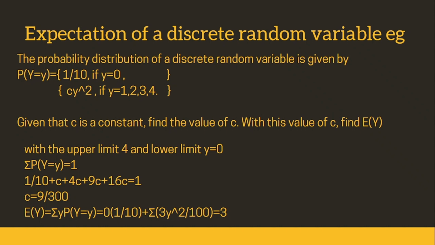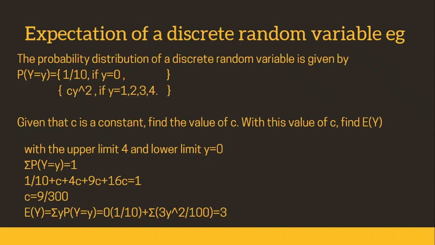So this is what we do. We're going to take our value y times the probability of itself. So this is how we get 1 over 10, plus c plus 4c plus 9c plus 16c, equal to 1. Or in other words, 1 squared c, 2 squared c, 3 squared c, 4 squared c, all this is equal to 1. Then we will use that to find the value of c.